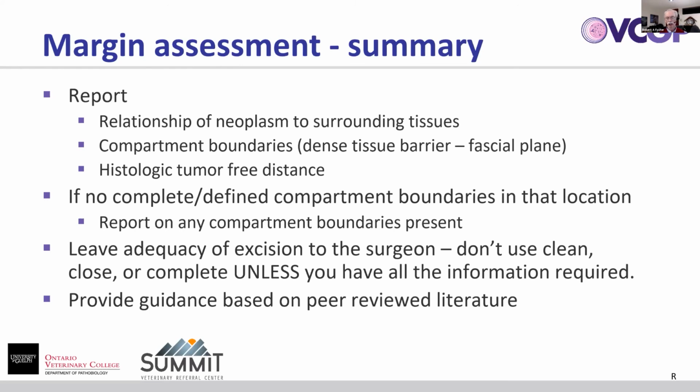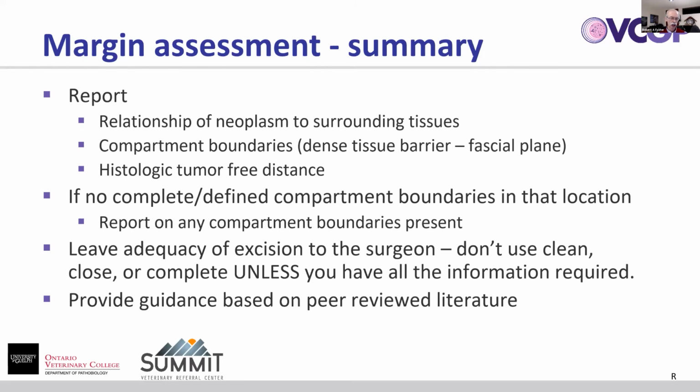If there is no complete or defined compartment barrier in that location, then you report on what you see. And if you see a compartment boundary, a potential boundary there, then report it. It is the surgeon who can assess adequacy of excision. They have all of the information that is required: how fast this is growing, exact location, relationship to sensitive structures, what their surgical dose was, and what their overall aim was.